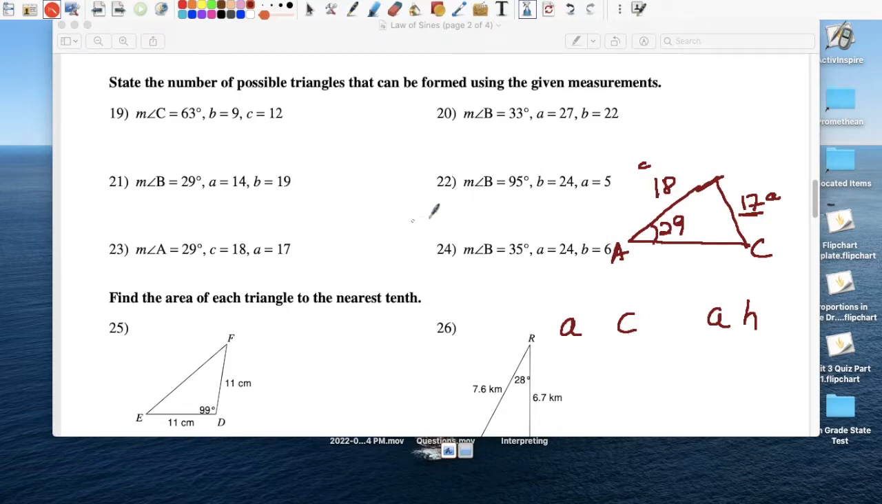So we need the height. So again, height is going to be the sine of 29 times this guy here. So it's 18 times sine of 29. That's going to give us our height. 18 times sine 29, and our height is going to be 8.73, rounded. So we have a triangle like that. So let me switch 8.73 over here.